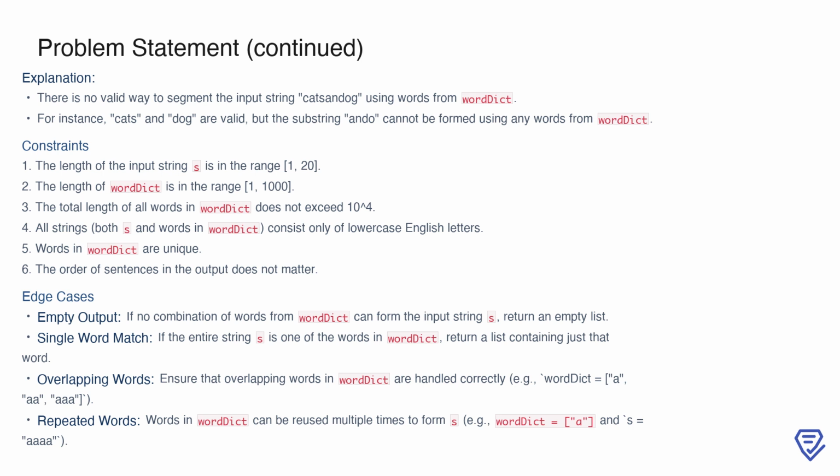The string S will always have a length between 1 and 20, while the dictionary can contain up to 1,000 words. The total length of all dictionary words combined will not exceed 10,000 characters. Also, every string, whether S or words in the dictionary, will only consist of lowercase English letters, and all words in the dictionary are guaranteed to be unique. Finally, edge cases include scenarios where no valid sentences can be formed, where the entire string matches a single word in the dictionary, and where overlapping or repeated words need to be handled correctly.